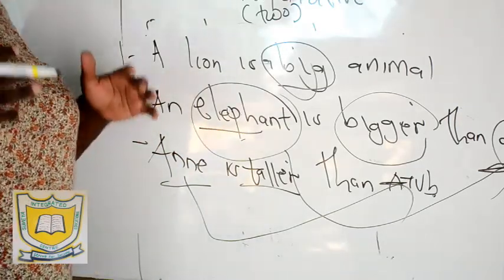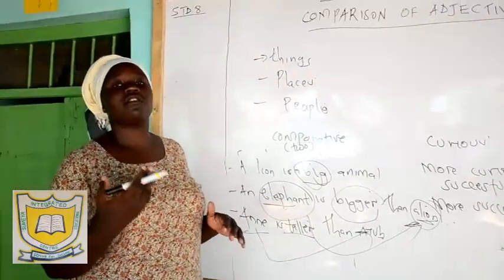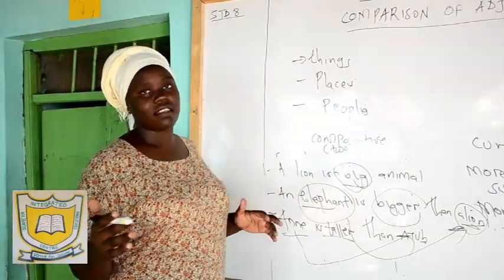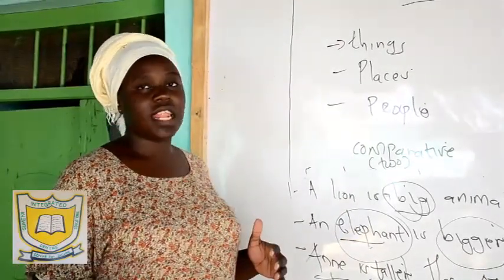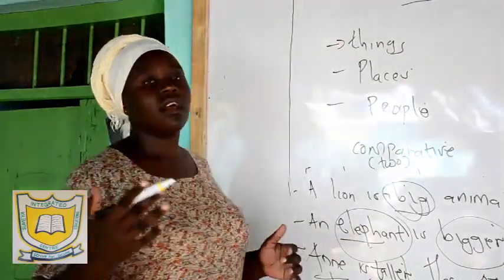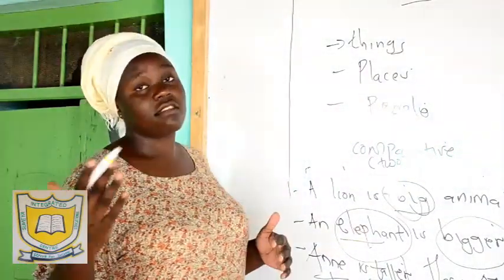So if you are using the comparative form of an adjective, for shorter adjectives use the ER, but for longer adjectives use more in their comparative. And so you just remember, if an adjective ends with FUL or OUS, then use more in its comparative.